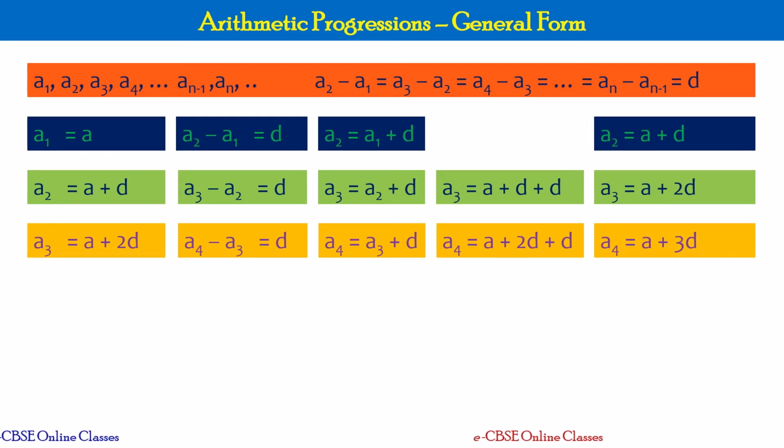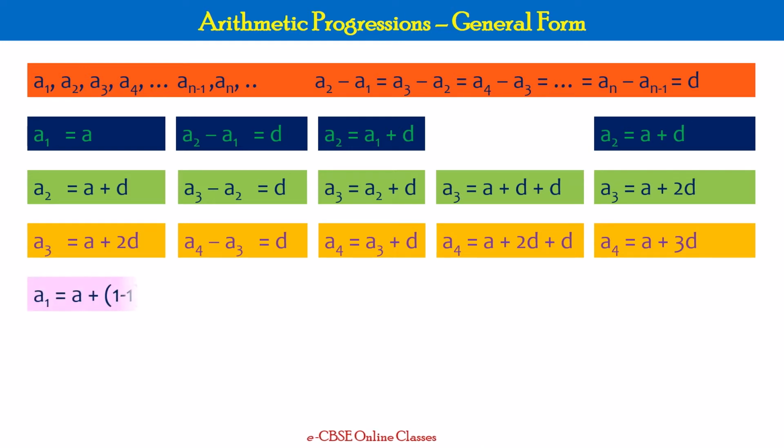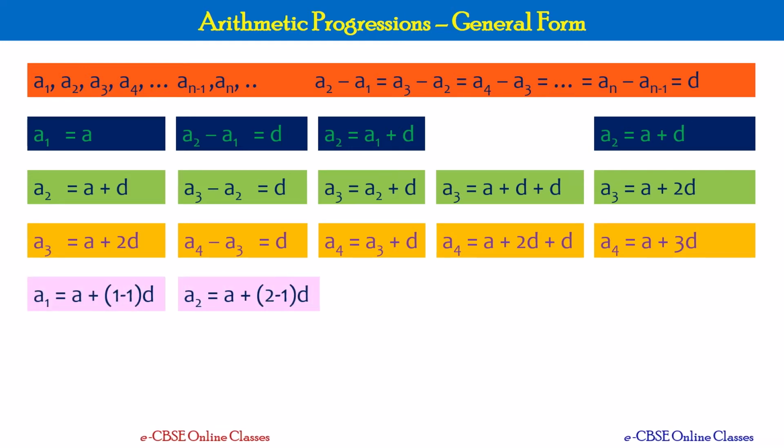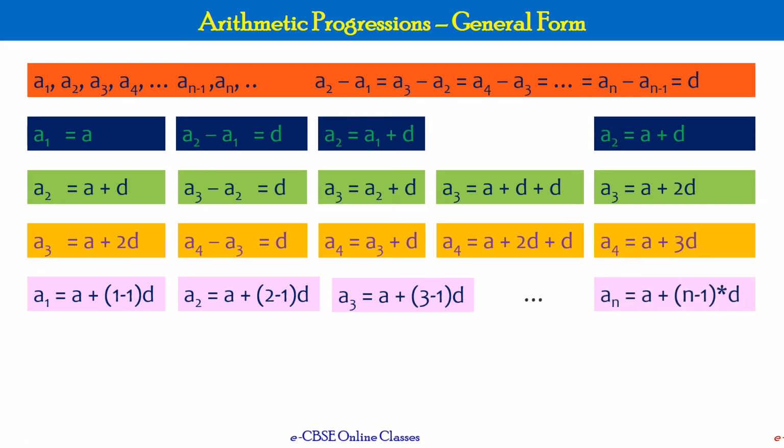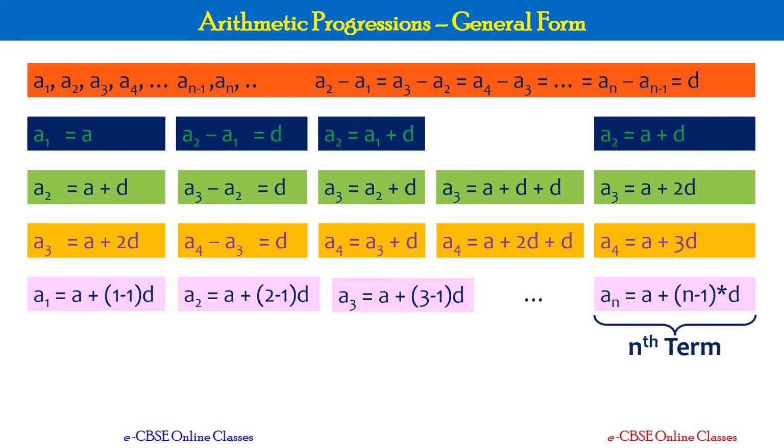So let's come to a generic pattern here. A1 can be written as A plus 1 minus 1 into D. A2 can be written as A plus 2 minus 1 into D. A3 can be written as A plus 3 minus 1 into D, and so on. So generic form will be An equal to A plus n minus 1 into D. So this is called generic form of the nth term.